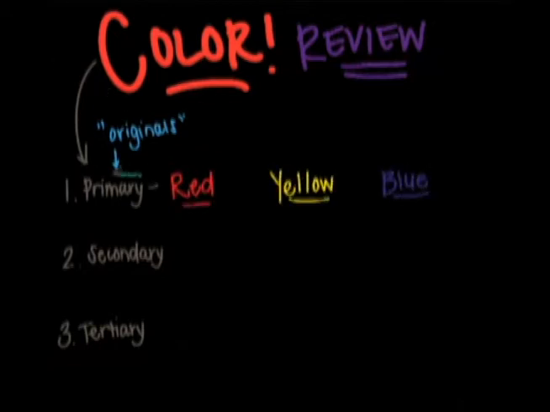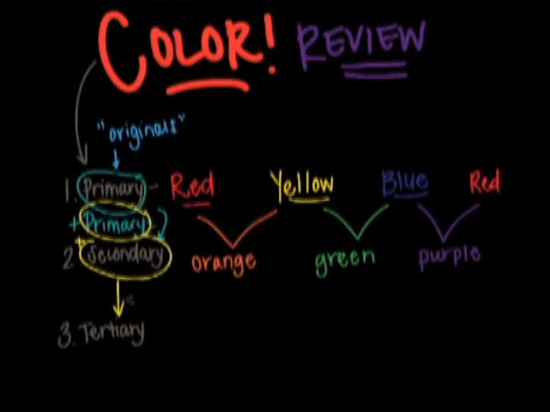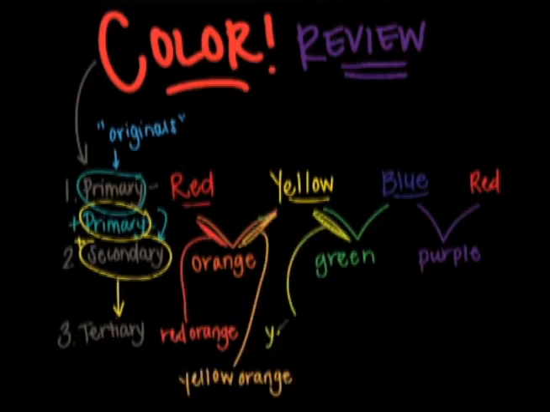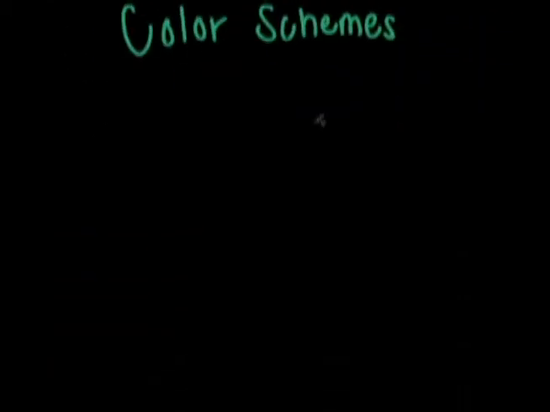If we add a primary plus a primary, we get a secondary. And our secondary colors are orange, green, and purple. And if we add a primary to a secondary, then we get our tertiaries, which is red-orange, yellow-orange, yellow-green, blue-green, blue-violet, and red-violet. We also talked about color schemes and how we can have analogous color schemes or complementary.